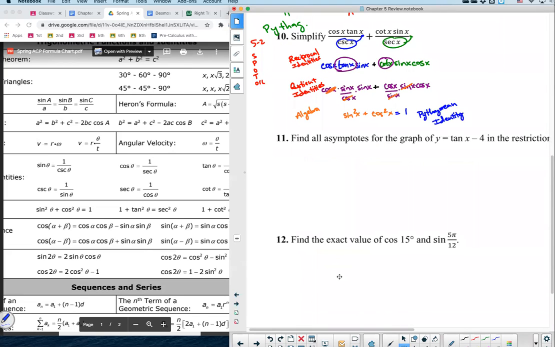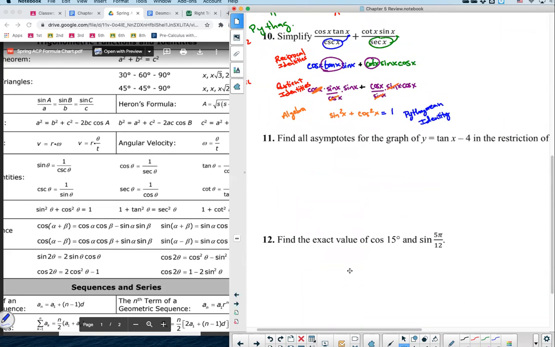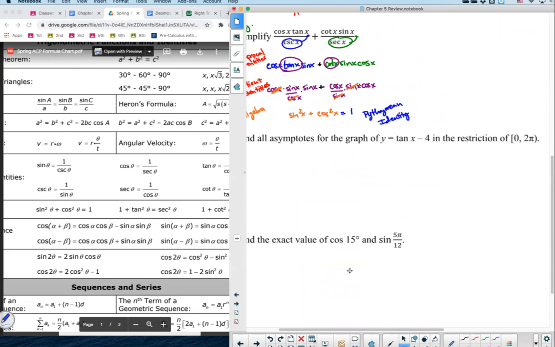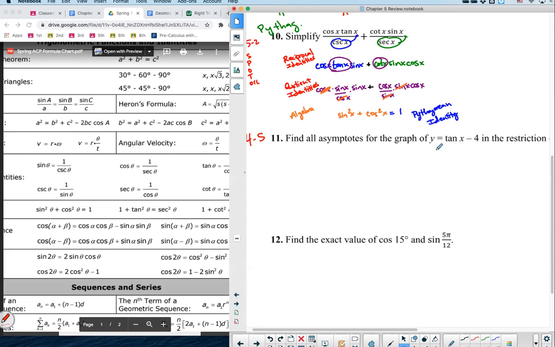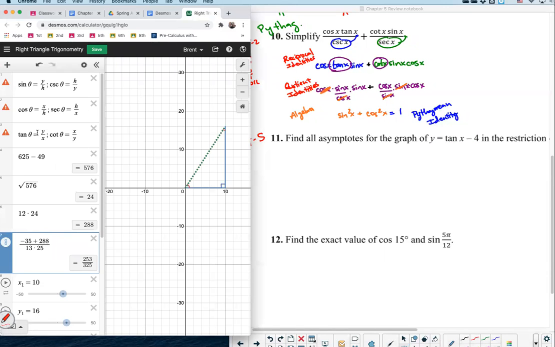All right, number 11, it says find all asymptotes for the graph of y equals tangent x minus 4 in the restriction of 0 to 2 pi. Okay, this came from lesson 4.5. And so if I wanted to find asymptotes, what we learned is asymptotes always appear with a period of pi. But to find it, you have to think about what you're dividing by. So tangent we learned is y divided by x. This will occur anytime x is equal to 0.